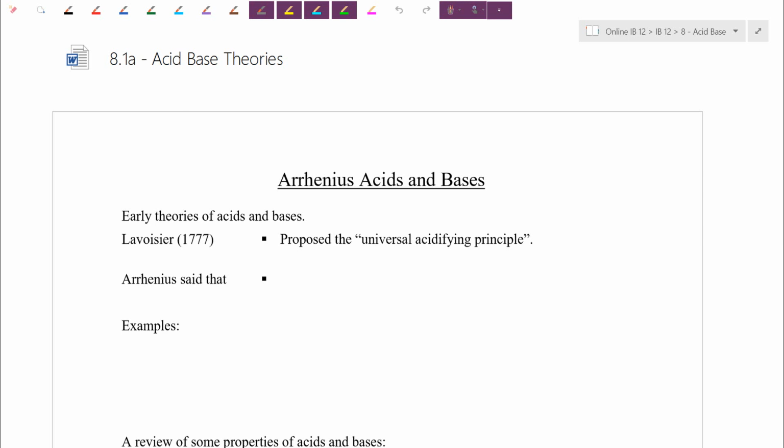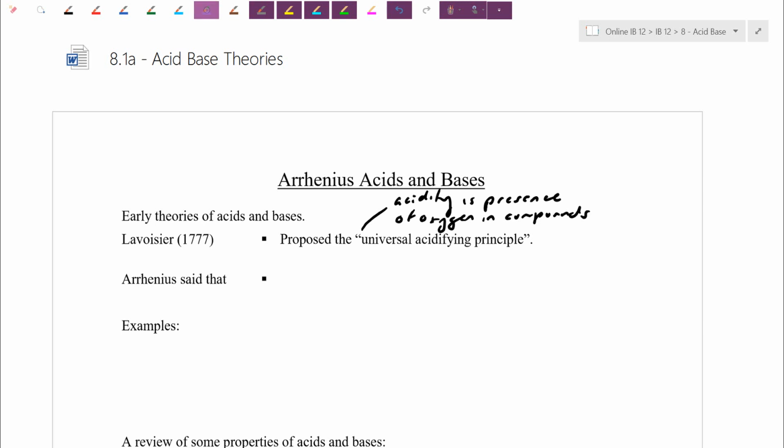Starting off here, we have a guy called Lavoisier in the 1700s here. He proposed this notion of a universal acidifying principle, and essentially just spelling that out a little bit here, he said there were some chemicals that demonstrate this property called acidity, and acidity was found. Acidity is the presence of oxygen in compounds. So basically he had figured, well, if I have a bunch of these compounds here, hey, they all behave the same way. Oh, it must be because the oxygen in them that actually causes them to be acidic.